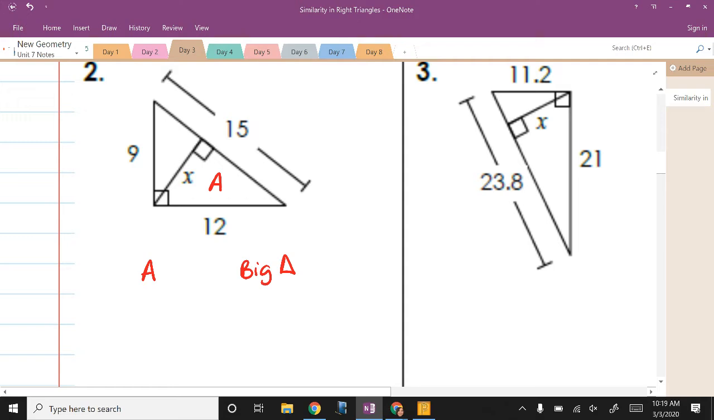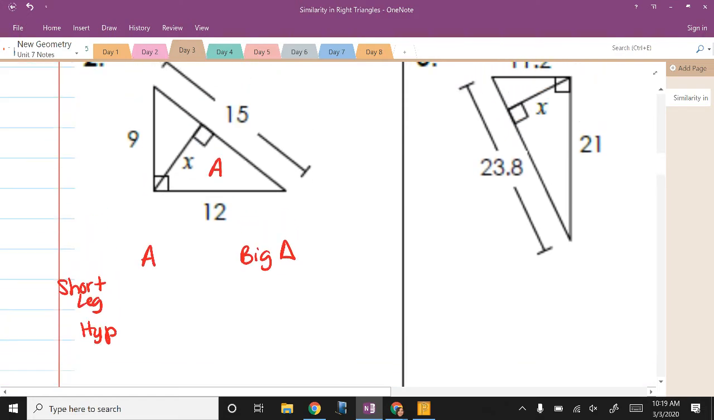Okay, so we said x is the short leg of triangle A. Do y'all agree? And so what else do I have of that triangle? Do I have the long leg or the hypotenuse for triangle A? Hypotenuse. So to set up my proportion, I want to use short leg and hypotenuse. Got my words all mixed up. Okay, so this is just helping me set up my proportion.